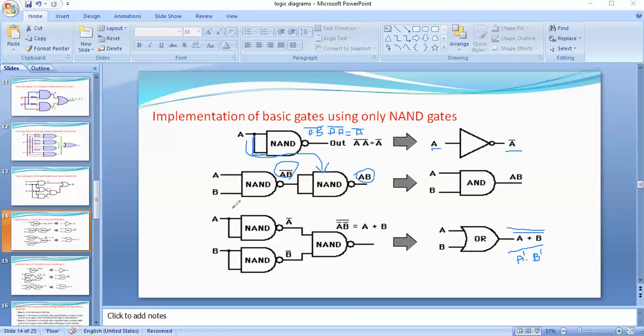See here, I'm implementing A bar using a NAND gate, and here I'm implementing B bar using a NAND gate. After that, these two inputs have the dotted operation and we have a complement also, so we may use a NAND gate here. So this is the implementation of basic gates using only NAND gates.